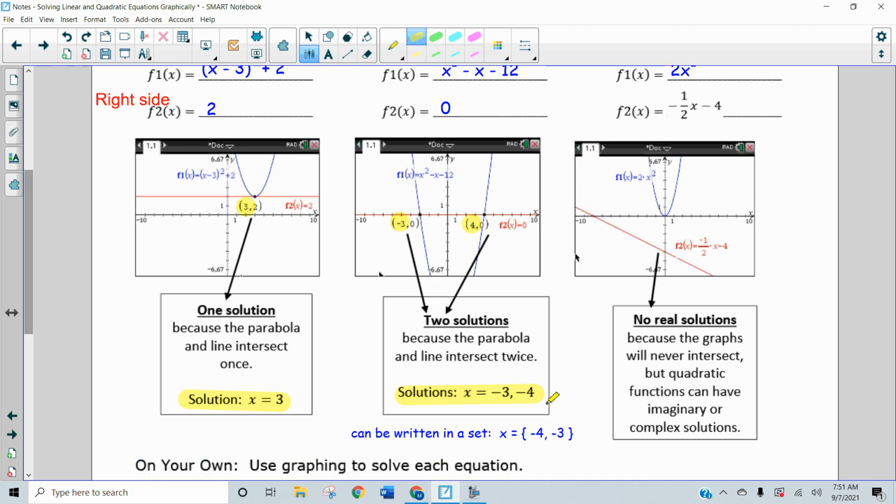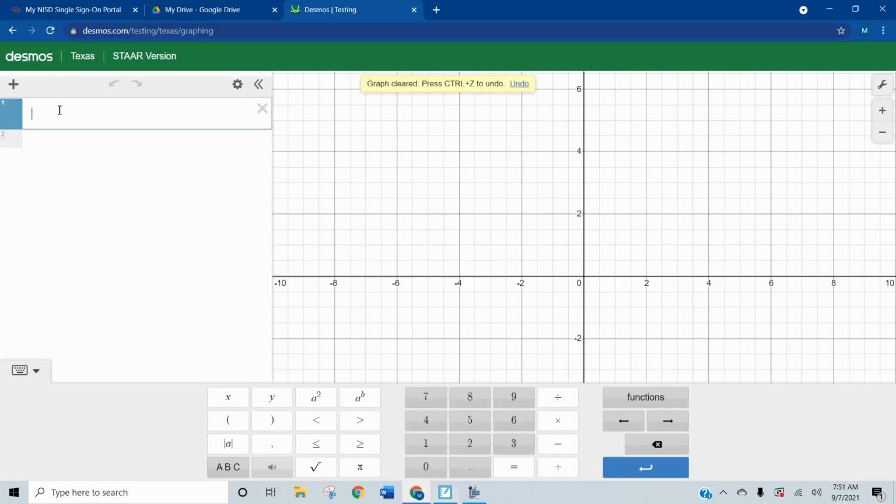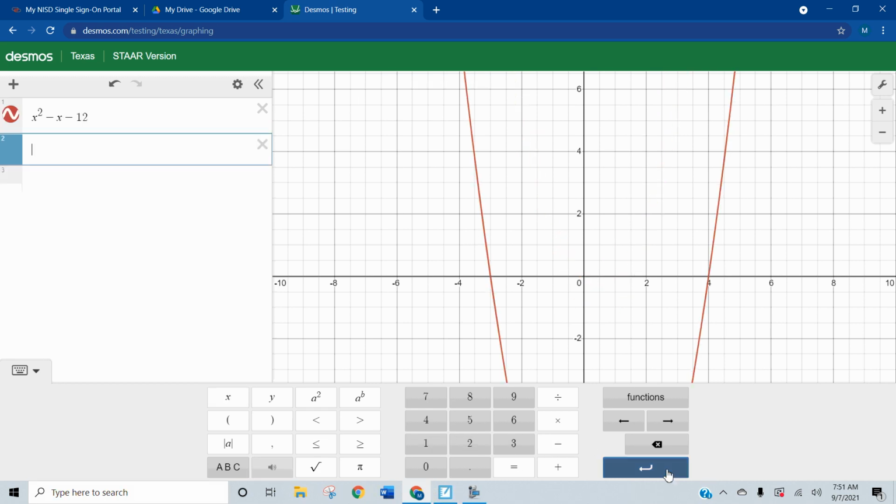And we can write them as x equals -3, 4. We can even put them in a solution set where typically they put them in order. So the smallest to the biggest. So 2 ways to write that. And yet again, I'll show us that one. So we have x squared minus x minus 12. And then we have 0. And yet again, it's probably not going to graph 0. So if we have a number, I got to put y equals for DESMOS.